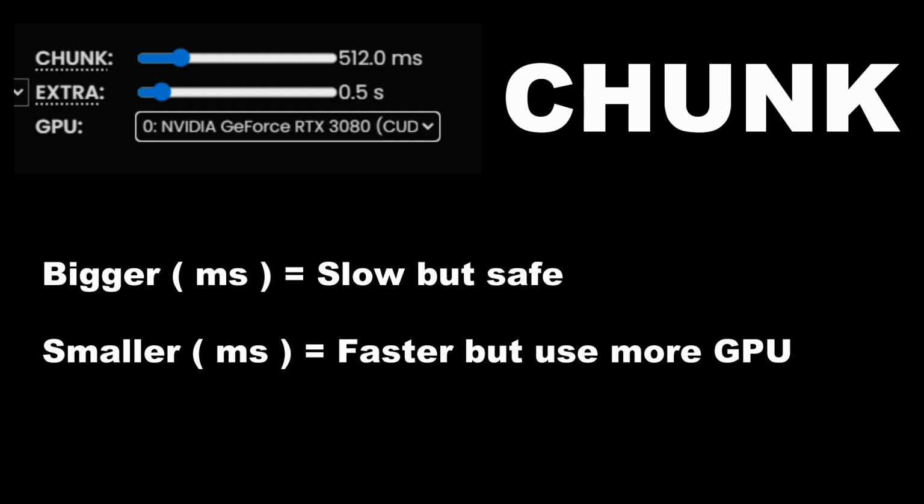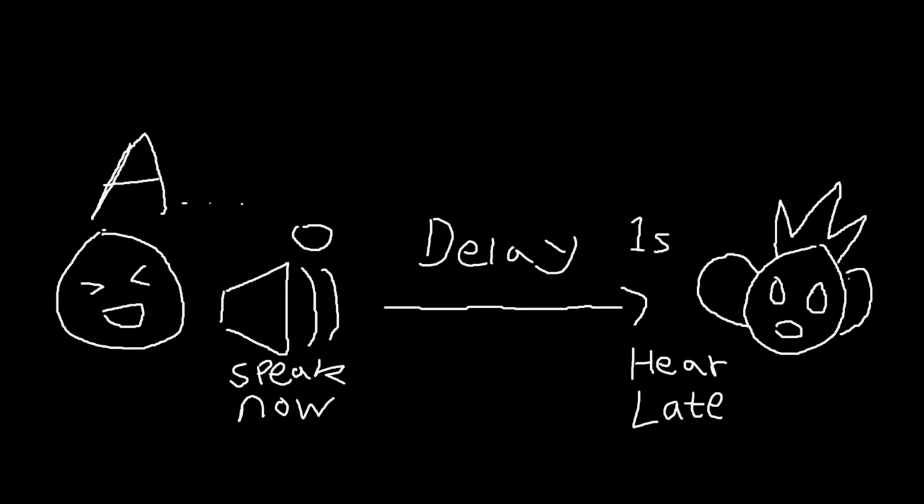Next is Chung, the one that decides your best delay of your voice conversion. Lower Chung means less delay but higher graphic card load. Large Chung means more delay but safer and more stable. What is delay? It means the time for the other person to hear your voice. For example, you speak now, but the other person will hear you 1 second later.